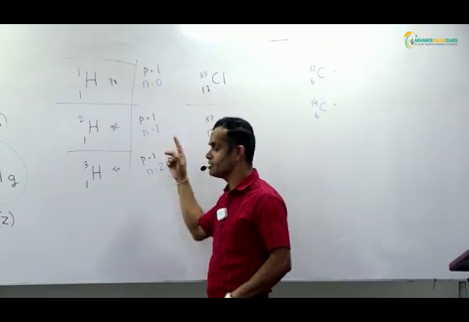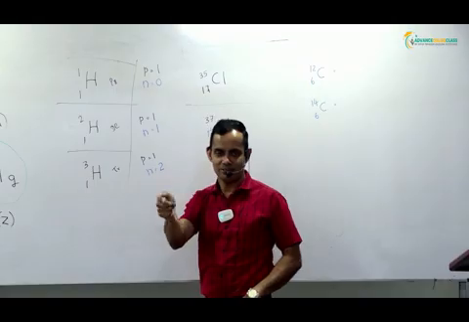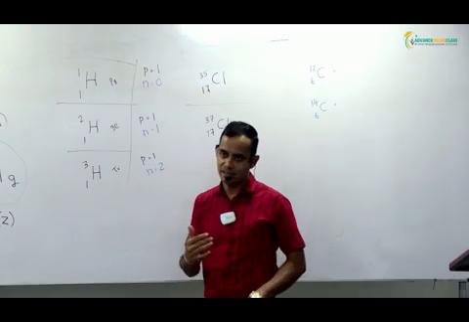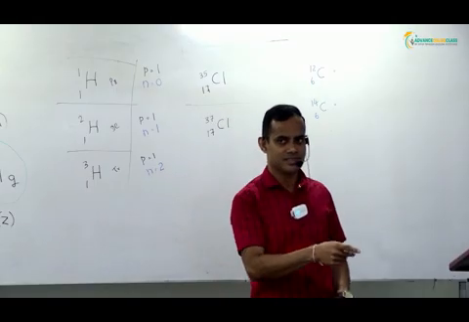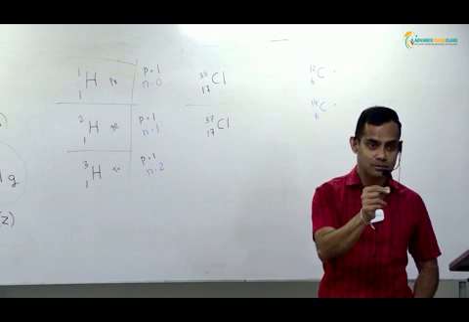You have to give these numbers. Just telling that neutrons are different, not enough. Just saying that mass numbers are different, not enough. You have to give how many neutrons.